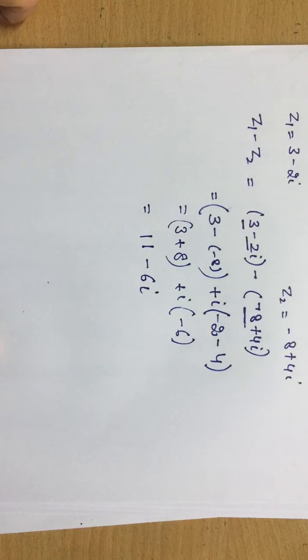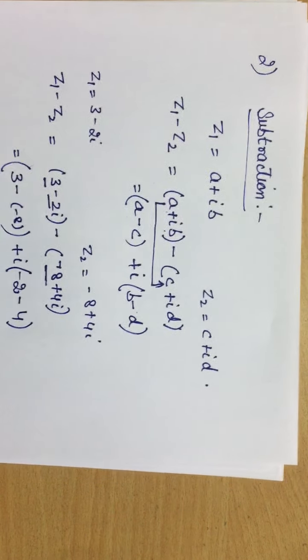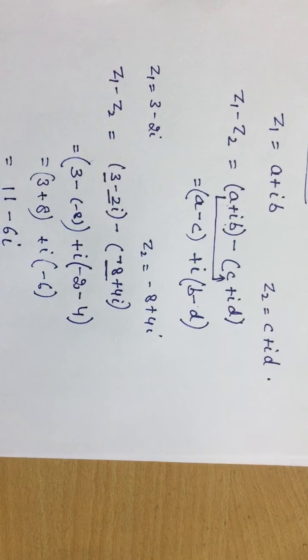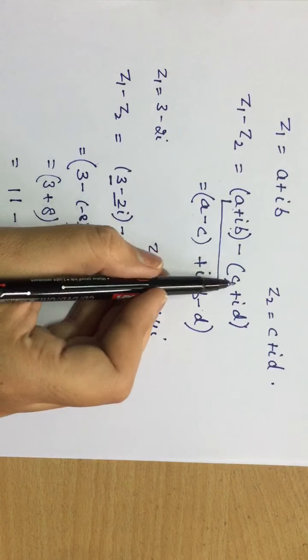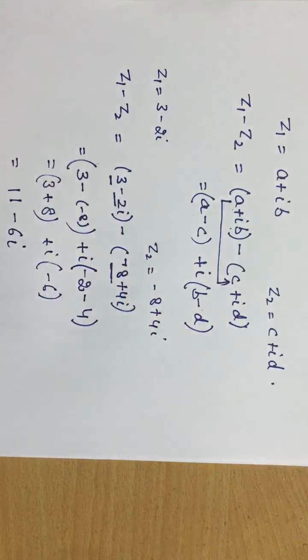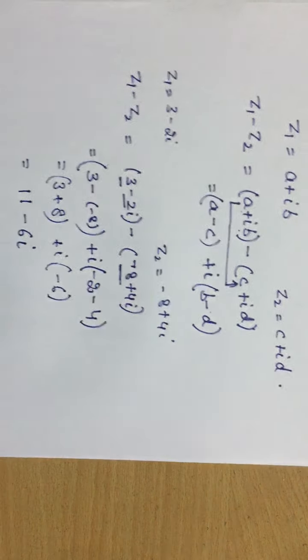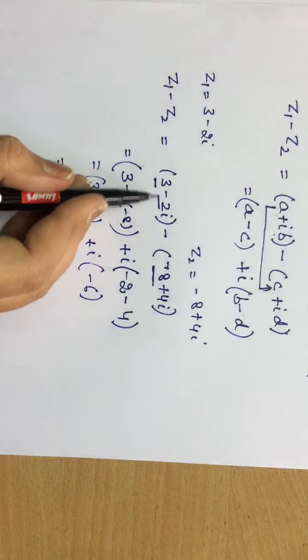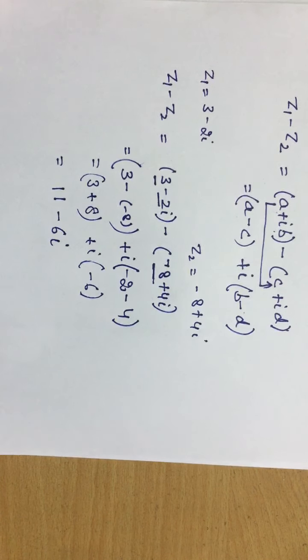So in this way we can subtract two numbers. So this was the second basic operation, subtraction. It is similar to the addition, just the difference is when you add you take a plus c, and here I am taking a minus c. When you add you take b plus d, here I am taking b minus d. Similarly for this example, 3 minus the second part, which is minus 8, will be 3 plus 8. So we can subtract two complex numbers with this method.